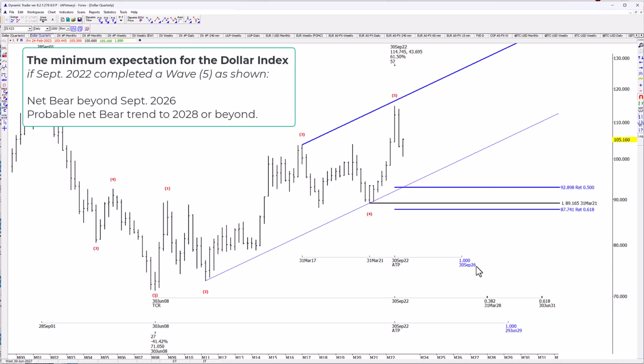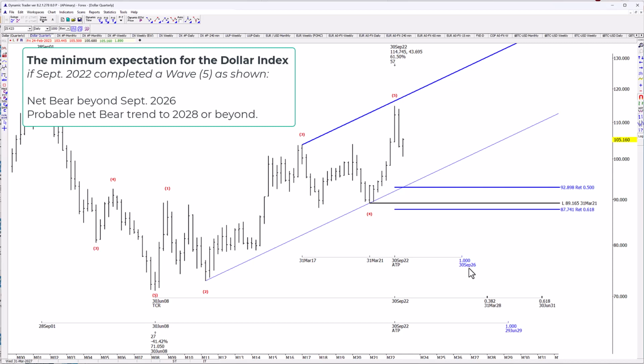So if that's the case, the minimum expectation for the dollar index sideways to down would be beyond September 2026. Why is that? If the dollar was just making a correction to this advance, that correction should be of a higher degree and greater in time and price than any correction within the bull trend. In other words, greater in time and price than a wave 2 or a wave 4. Wave 4 is obviously the longer of those two. And 100% alternate time projection of wave 4 from the September high is September. It's the third quarter of 2026.